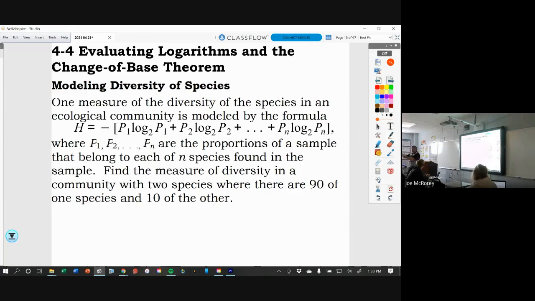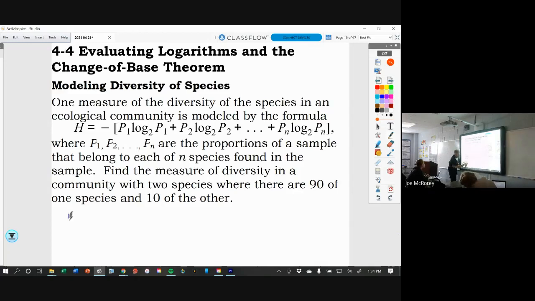Of this group, we have 9 17ths female and 8 17ths male, right? So when you do problems like this, you're going to get 1. You better get 1. So what are the proportions for this situation? 90 over 100 and 10 over 100. Unless you want them simplified. That's correct. We'll get there.